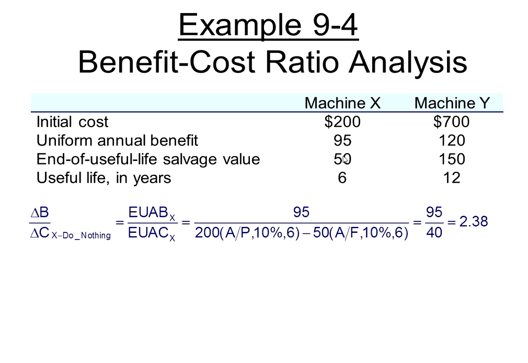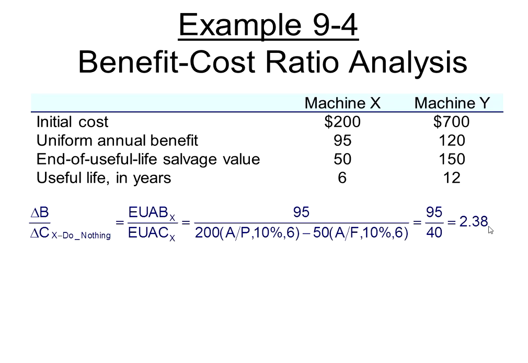It's rather than a benefit, we're looking at it as a reduced cost. So 50 is a future. We want to find A given F. So again, AF, 10%, 6. And so when we plug in those A and P values from the discount factor tables, then this is going to be 40. So 95 divided by 40 is 2.38.